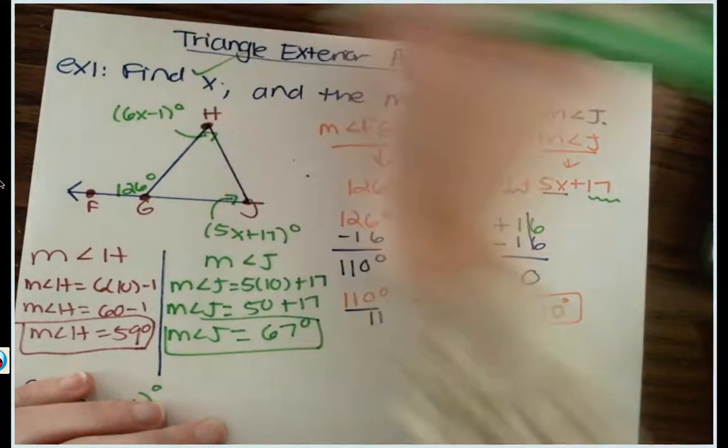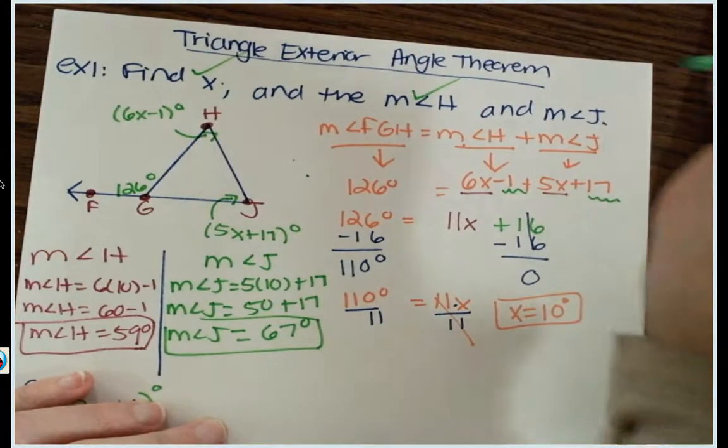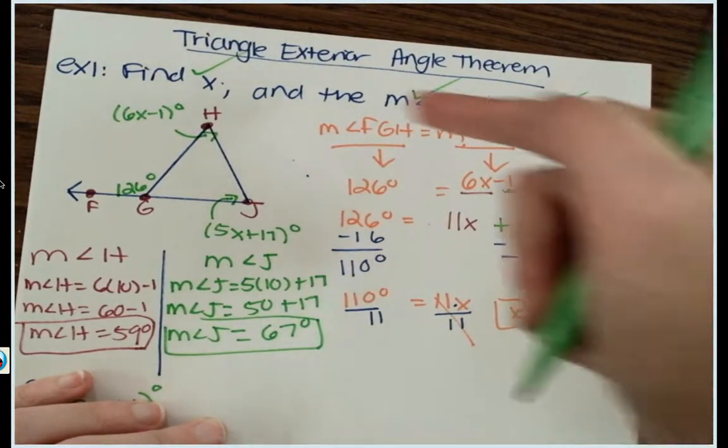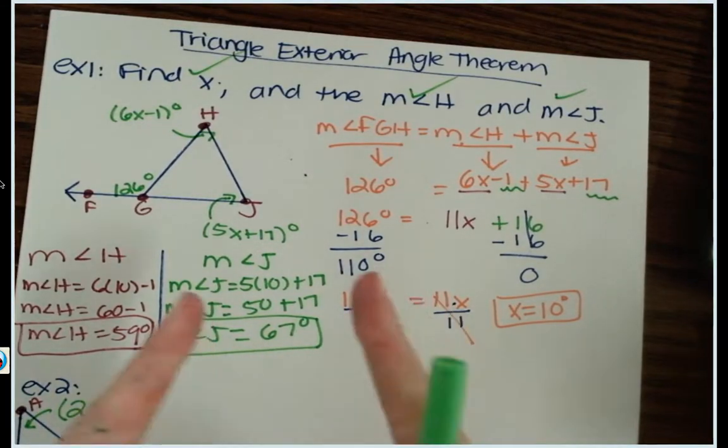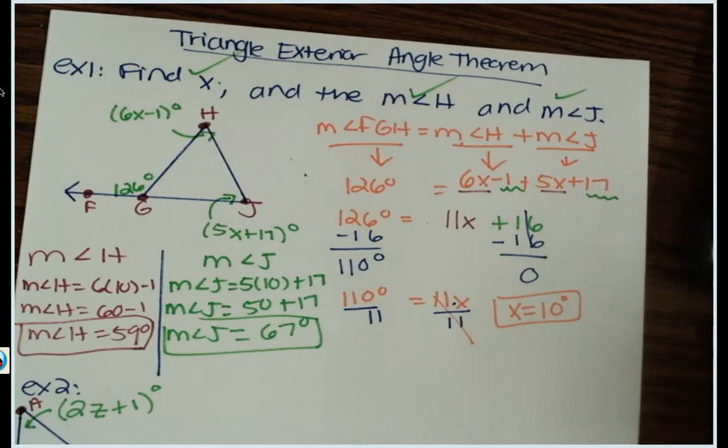We found our x, we found our H, and we found our J. Bam, bam to the bam. So guess what this means, you guys? This means we are done with this problem. Holy hot dog.